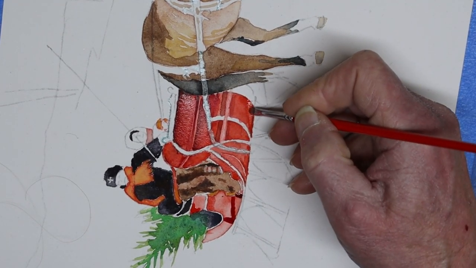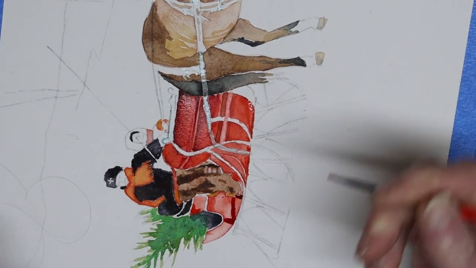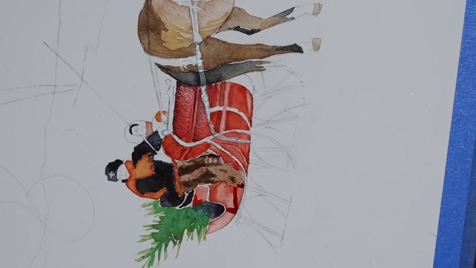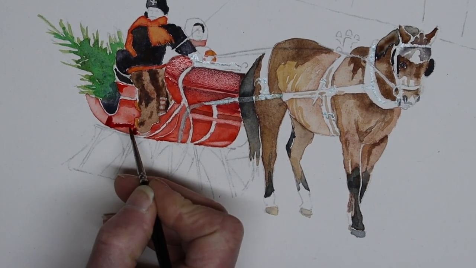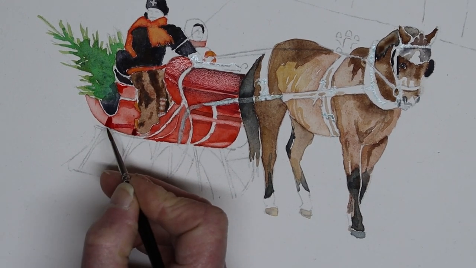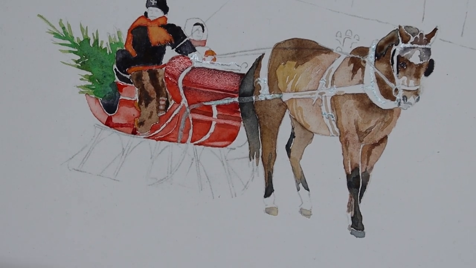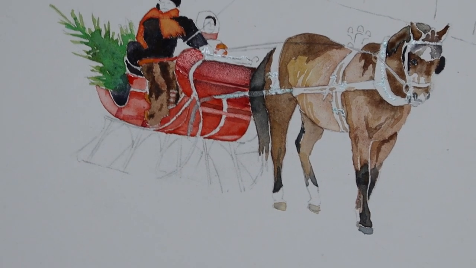Some pigments lift very readily and others don't lift well at all. The phthalo colors are among the worst for not lifting. They're highly staining. So if you use any of the phthalo colors, you will be severely restricted in the amount of lifting you'll be able to do. On the other hand, earth colors, which I use a lot of, lift very easily, and the cadmium colors lend themselves well to lifting. So for the most part, the colors that I use most are good candidates for lifting, which is one of the reasons that I like them, because I do a lot of lift. All right, so let's move away from the sleigh for the moment.